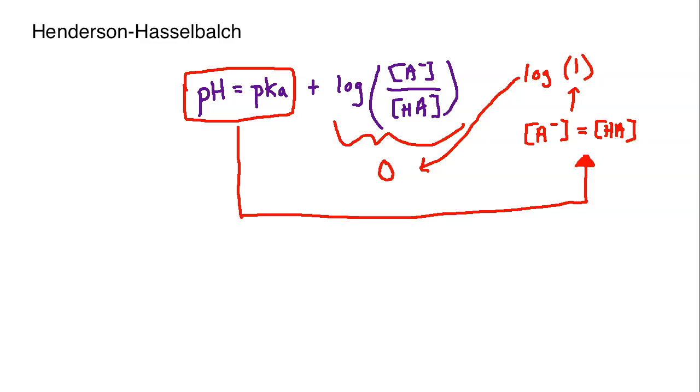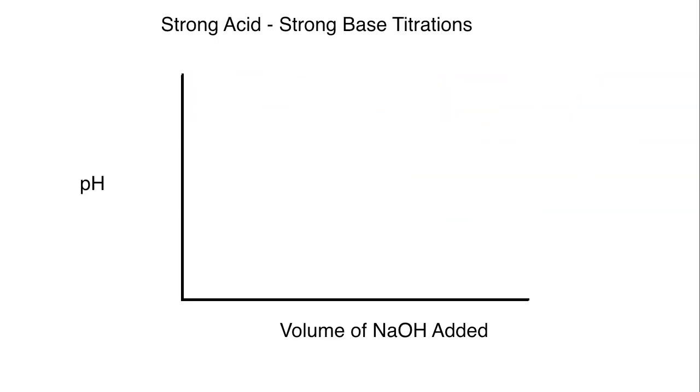So, since we keep talking about titrations, let's go ahead and take a look at a titration for a strong acid with a strong base. When we take a look at a strong acid, strong base titration, or any titration for that matter, you will have the volume of either your acid or base along the x-axis, and then your pH along the y-axis. So in this case, we're going to talk about adding the NaOH as the titrant.